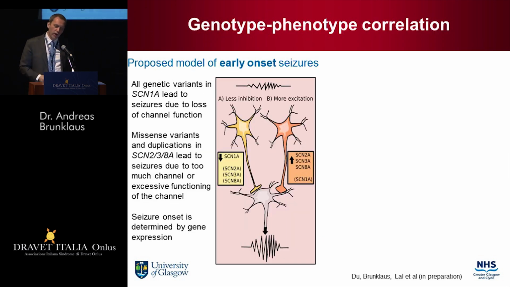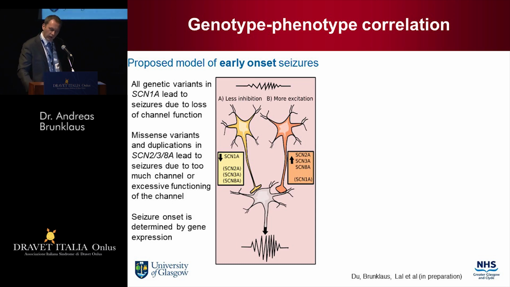And so if we now think about how we put this into a model of, for example, early onset seizures, we know that all genetic variants in SCN1A lead to seizures due to loss of channel function. There's less inhibition and loss of channel function. However, missense variants and duplications in SCN2A, 3A, and 8A lead to seizures due to excessive functioning of the channel. And we could show that the seizure onset is clearly determined by the gene expression. SCN2A is expressed first, followed by SCN8A and then SCN1A.